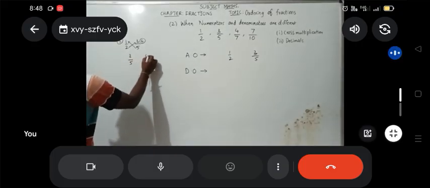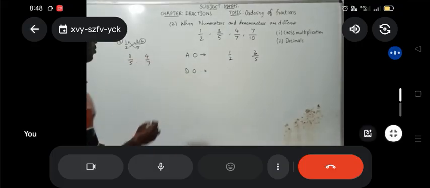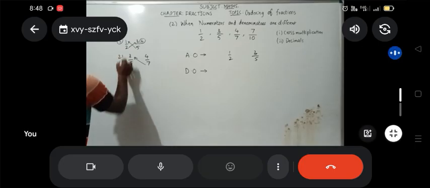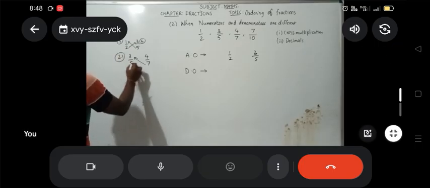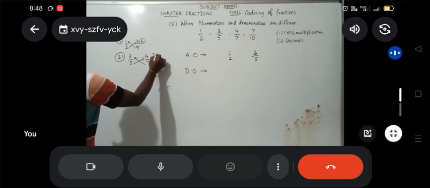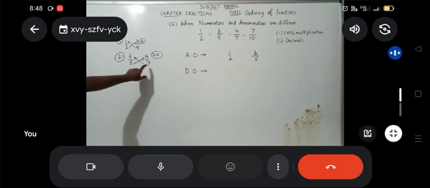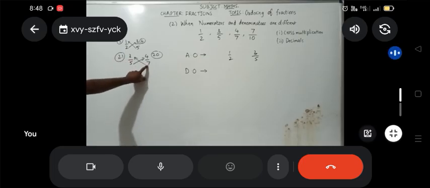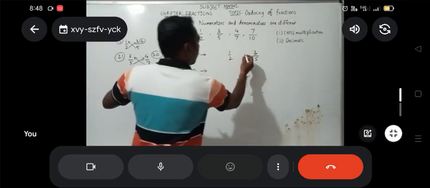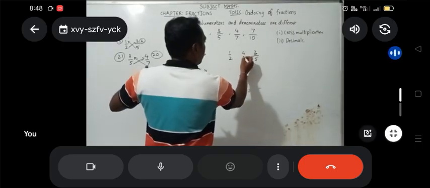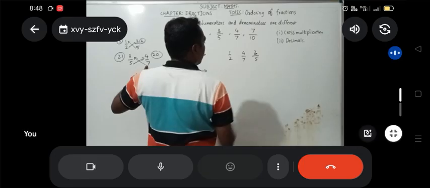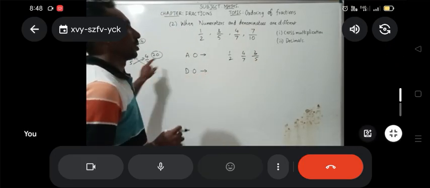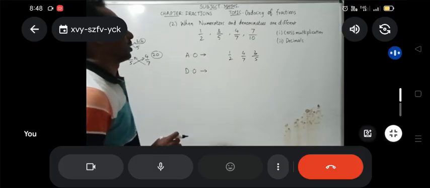3 by 5, 4 by 7. I am going to do cross multiplication. 7 threes are 21. 5 fours are 20. See, among these, 3 by 5 is more, 4 by 7 is less. See, randomly I have written it. Now, let us compare.